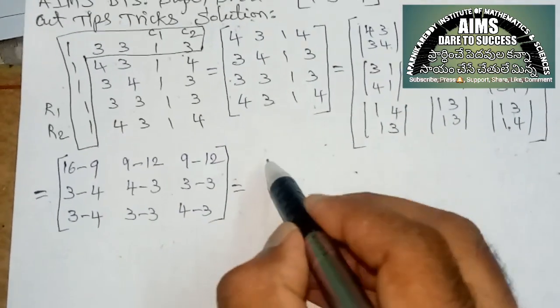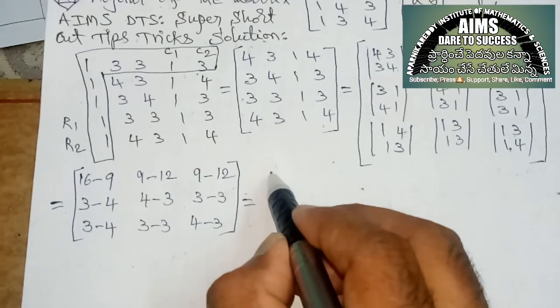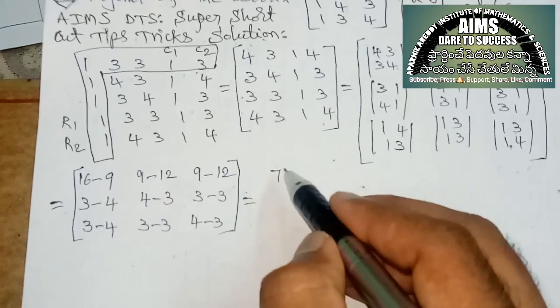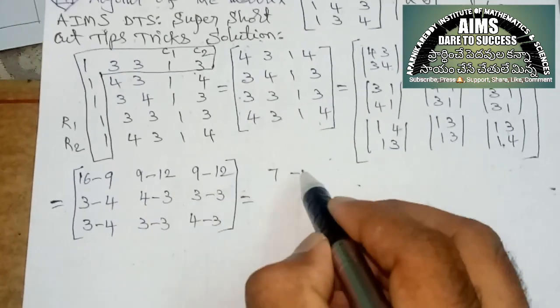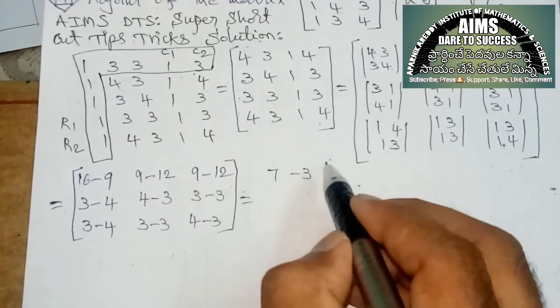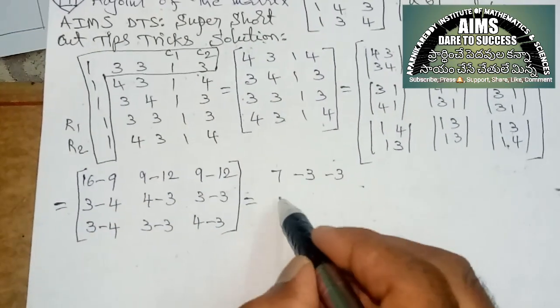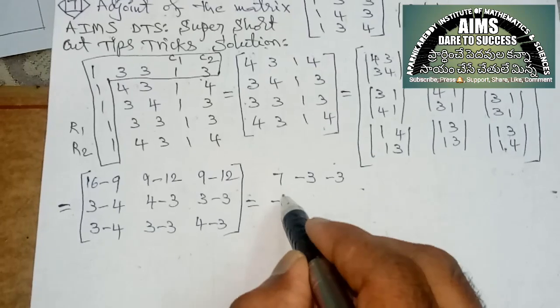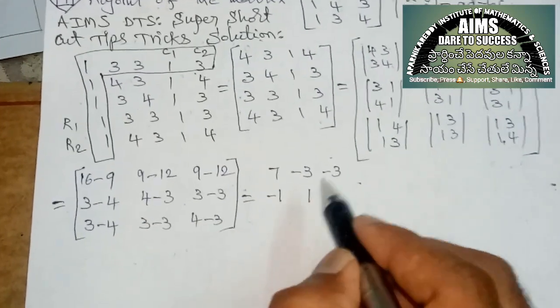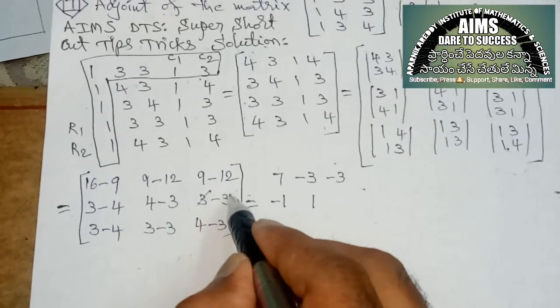16 minus 9 is 7. Small value minus big value, negative symbol. 9 minus 12 is minus 3. 9 minus 12 is minus 3. Small value minus big value, negative symbol. 3 minus 4 is minus 1. 4 minus 3 is 1.